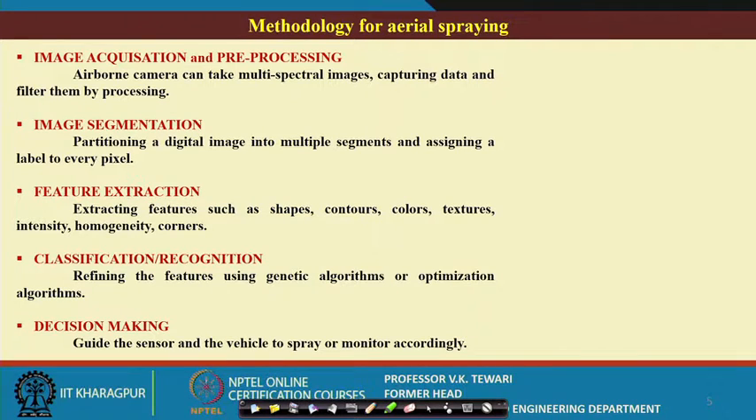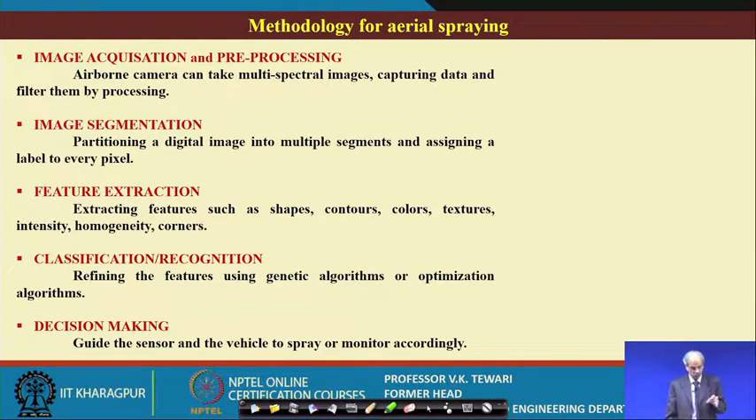Maybe it is difficult to reach those locations. So, the drone will go to that location through the GPS. We should be able to locate it there, and then it will take the images, and then pre-processing. It will do some pre-processing, for example, take multispectral images, capture data and filter them by processing. So, what can it do?